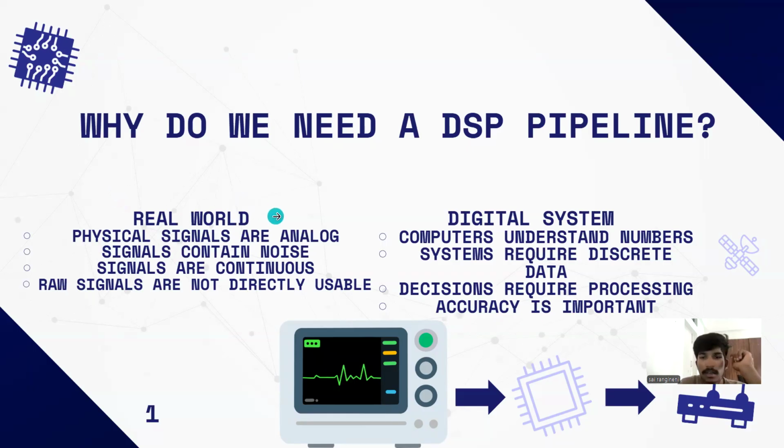You can see here the real world and system differences. The real world is analog and continuous. The digital world is discrete and numerical. This mismatch is solved using the DSP pipeline. The pipeline converts messy real world signals into clean numerical data and finally into intelligent decisions.